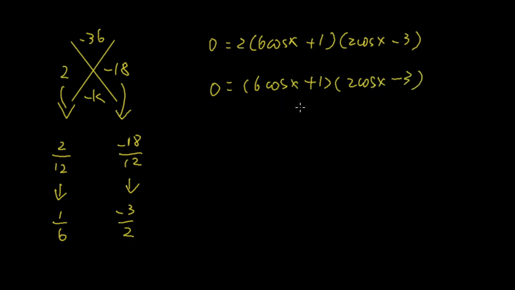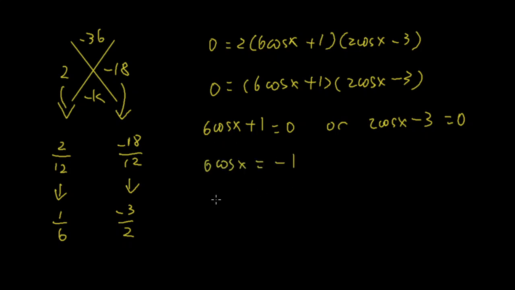Again, that means 6 cosine of x plus 1 is equal to 0, or 2 cosine of x minus 3 is equal to 0. Now, make sure we have a value for x here. So let's try to figure it out. In this case, subtract 1 from both sides. We have 6 cosine x equals negative 1. Cosine of x equals negative 1 over 6. Then x is equal to cosine inverse of negative 1 over 6. If you put that in the calculator, you will get approximately 99.59.